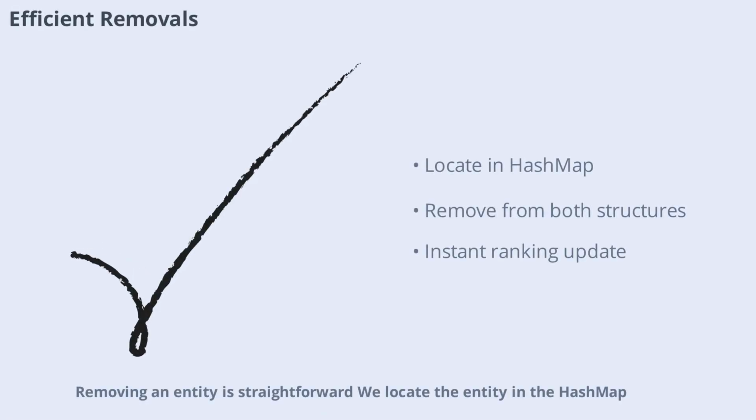Removing an entity is straightforward. We locate the entity in the HashMap, remove it from both the HashMap and the TreeSet, and the ranking updates instantly. This dual removal ensures that the entity is no longer considered in any future top K queries, keeping the results accurate and up to date.